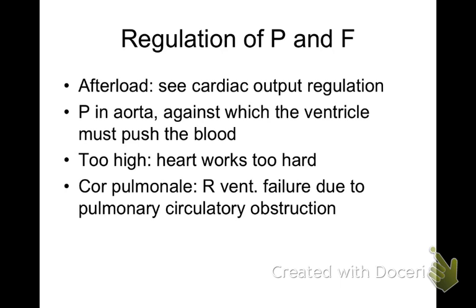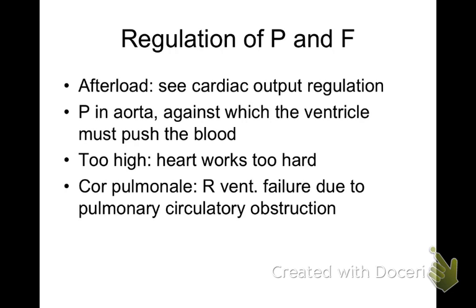So if your high systolic pressure in the aorta is 120, then there's a certain amount of force that the left ventricle has to generate to get a pressure higher than 120 to be able to pump the blood out through the aorta. If your systolic pressure is 140, then you've got to work even that much harder to get blood just to move. So afterload has to be regulated very carefully. If it's too high, then the heart is simply working too hard to get blood flowing.